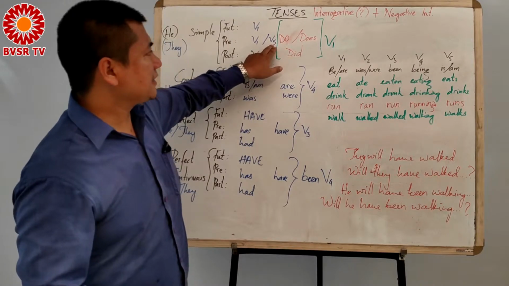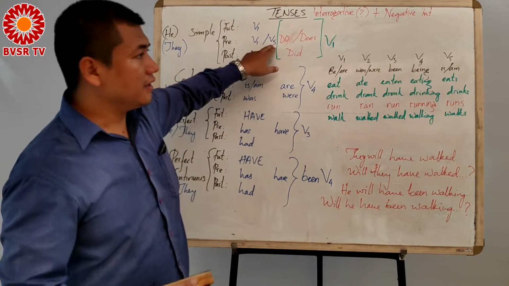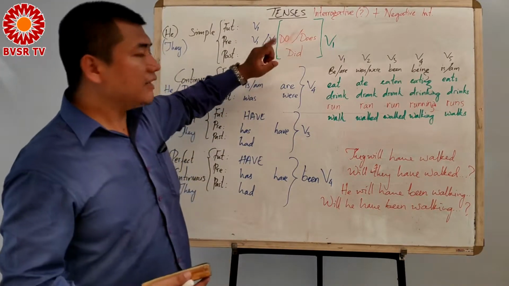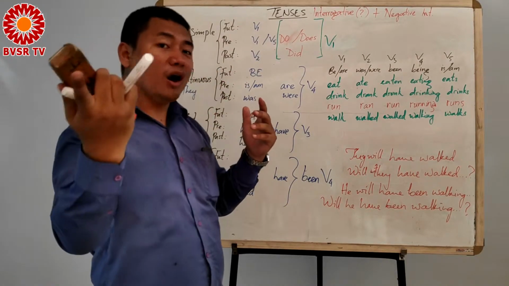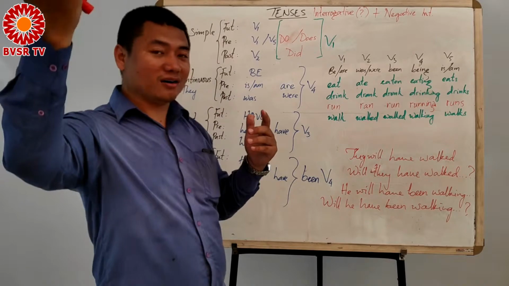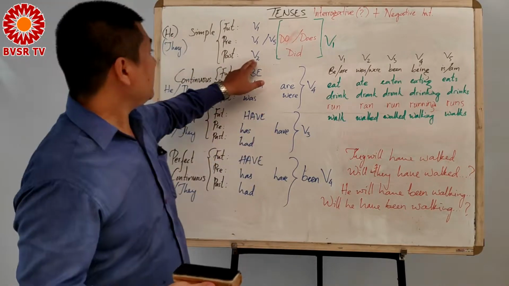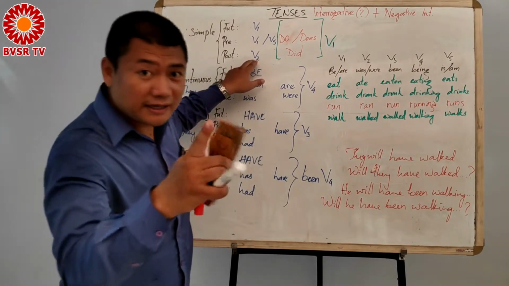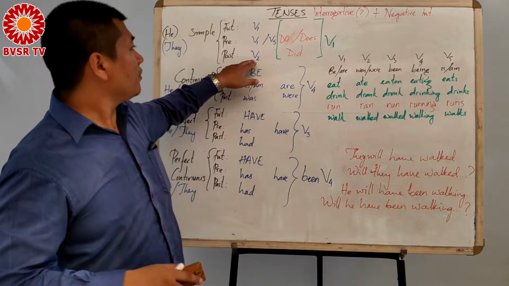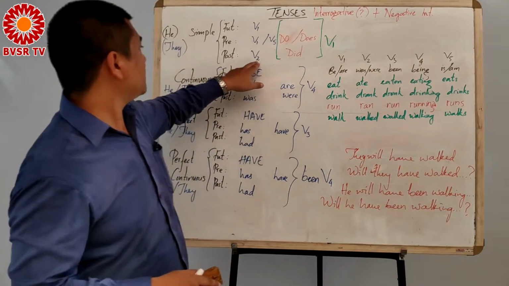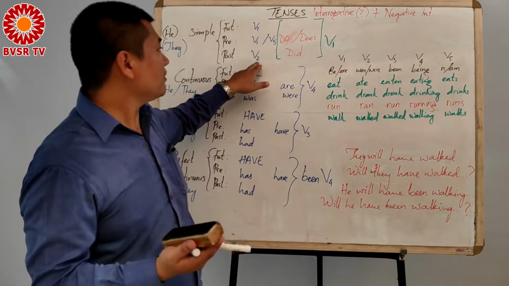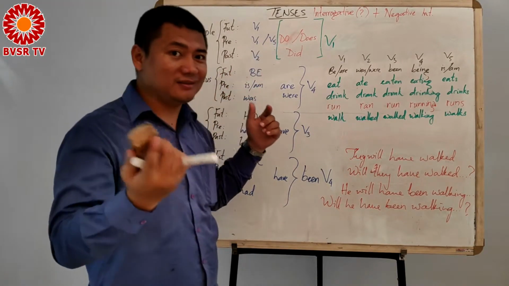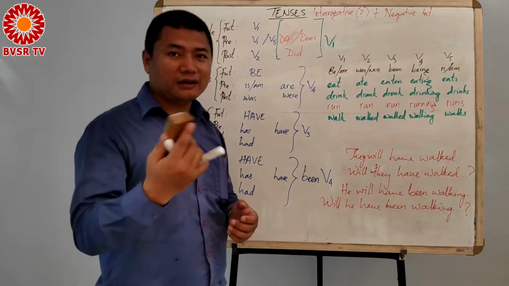He walks. Positive. Interrogative will be, does he walk? Negative interrogative, does he not walk? And past, he walked. That is the affirmative. But if you convert it into interrogative, you say, did he walk? Now, negative interrogative, did he not walk? So that is how you convert into negative interrogative.